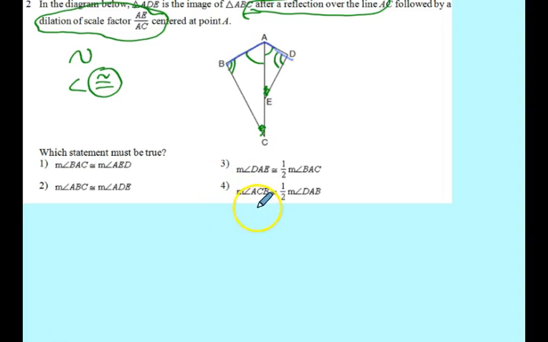And last situation, angle ACB equals half of angle DAB. Well, maybe it is true, maybe it's not. There is nothing here that tells us for sure that that's the fact, and therefore, you cannot make that conclusion. Therefore, choice is 2.